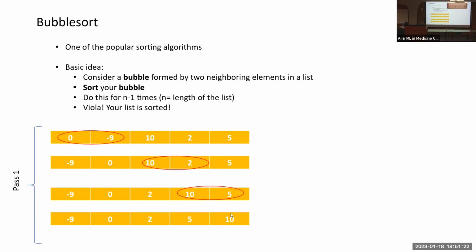So I have to do this again and again, multiple times. In the next pass, this value will be sorted. This box will be sorted. In the next pass, this box will have the right value. In the next pass, this box will have the right value. In the final pass, this box will have the right value.